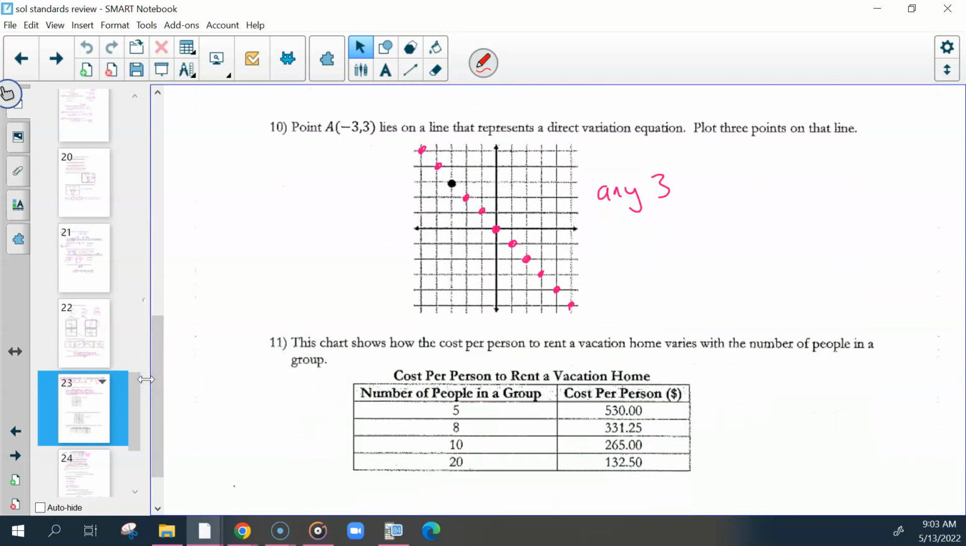10 is similar, but they gave you a different point. If you started at 0, 0 and you counted your slope, you would get negative 3 over 3, so negative 1. So there would be many possibilities in this. You just have to have 3 of those points. So don't draw them all, but pick 3.